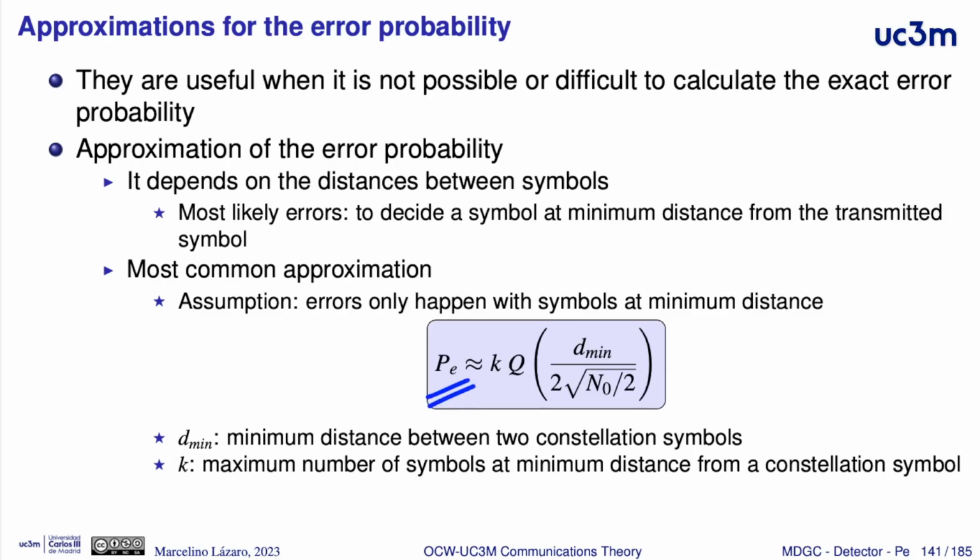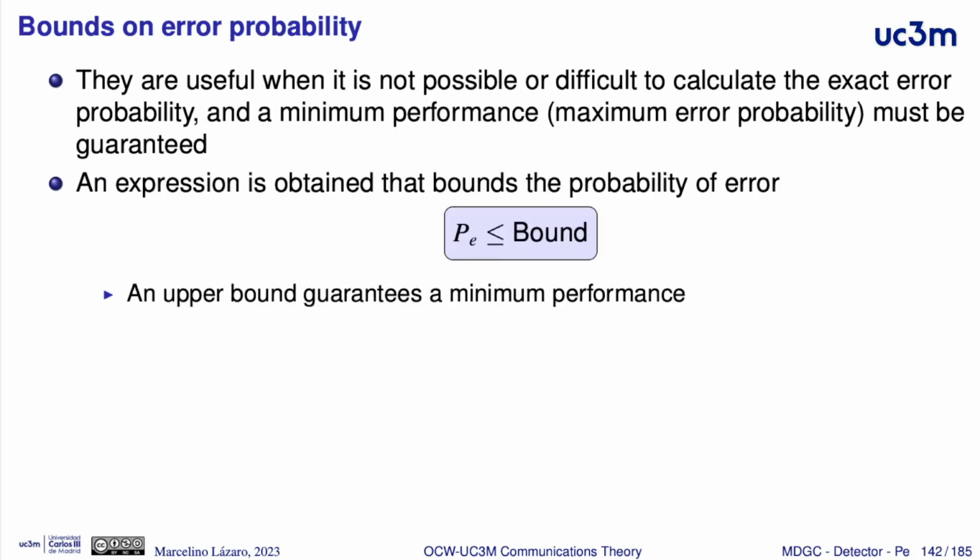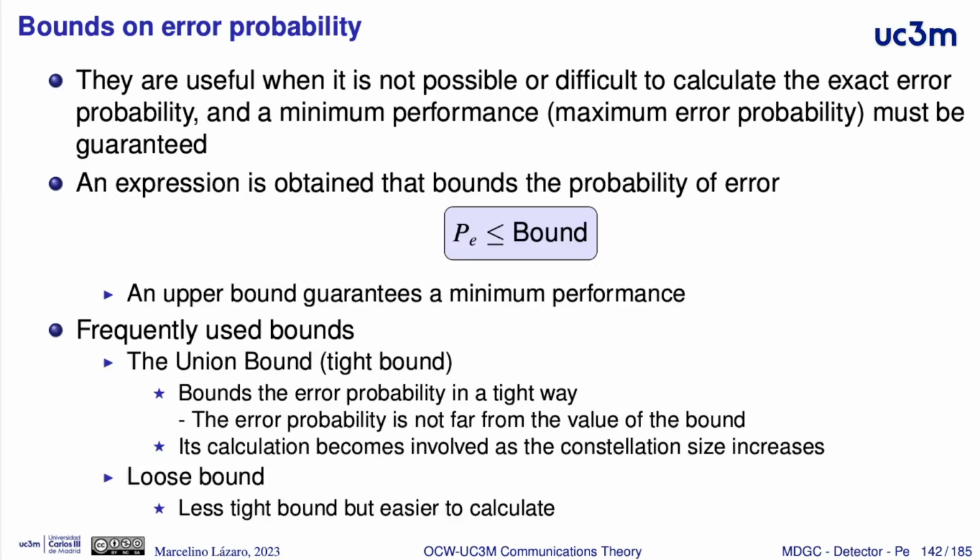The approximation of the probability of error can be higher or lower than the real probability of error, and in some cases it is interesting to guarantee a minimum performance, to guarantee that the probability of error is below a given threshold. In this case bounds are useful, because we can obtain bounds of the probability of error to guarantee that the probability of error is below this bound. And there are several bounds. A usual bound is the union bound, and another bound is the loose bound.